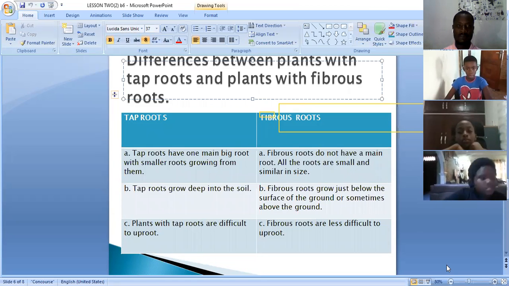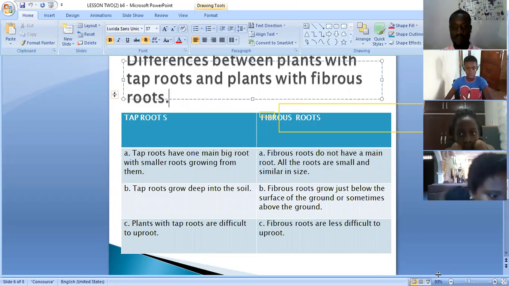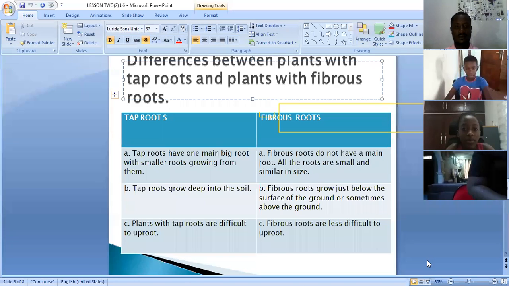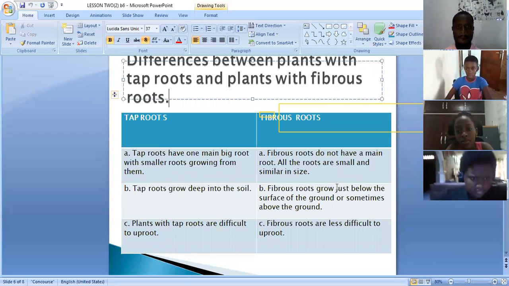Differences between taproot and fibrous root plants. So Grace, help me by reading. Differences between plants with tap roots and with fibrous roots. Good. Tap roots have one main big root with smaller roots growing from them. Fibrous roots do not have a main root. All the roots are small and similar in size. Good. Tap roots grow deep into the soil. Fibrous roots just go below the surface of the ground.